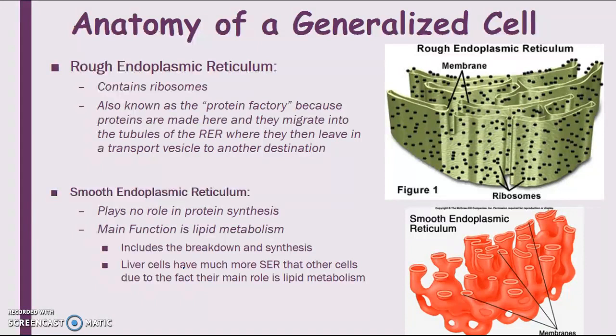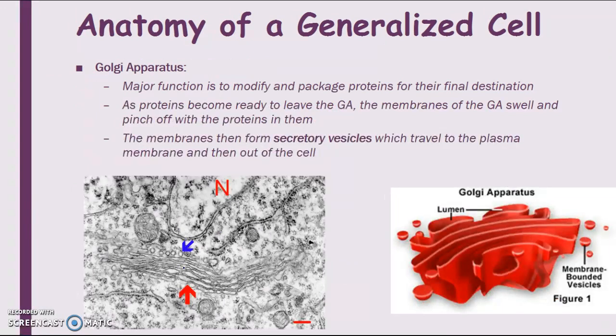Smooth endoplasmic reticulum contains no ribosomes, but is very important in making lipids. Remember, lipids are fats. So for example, your liver cell has a lot more smooth endoplasmic reticulum because the liver cells help to make lipids.